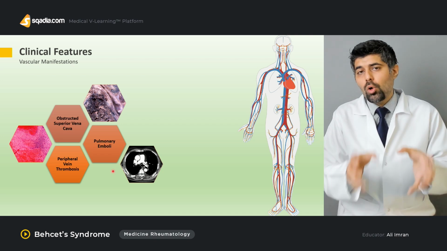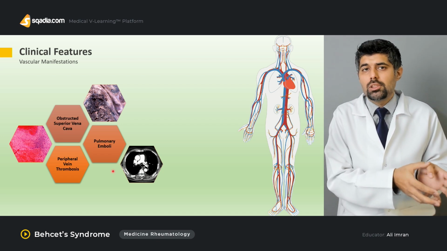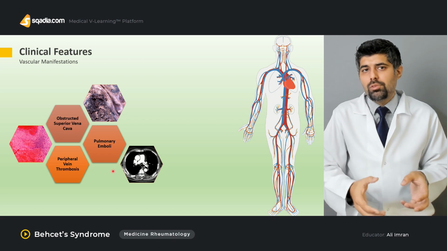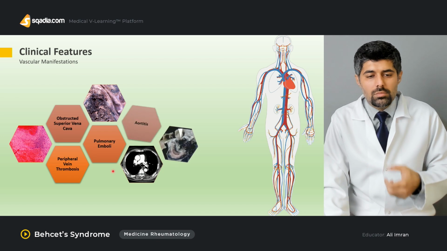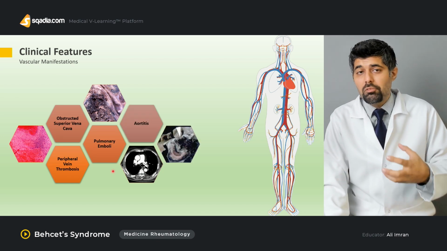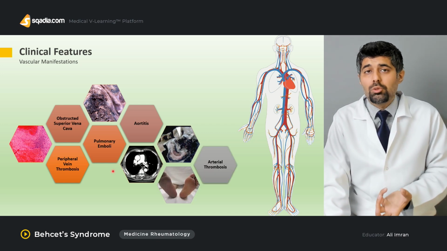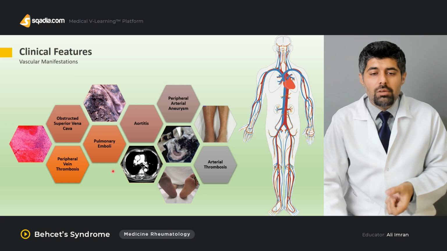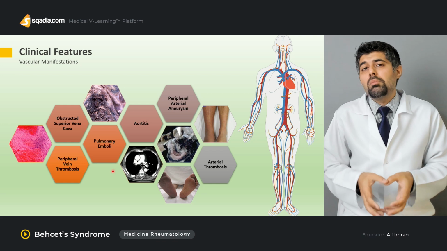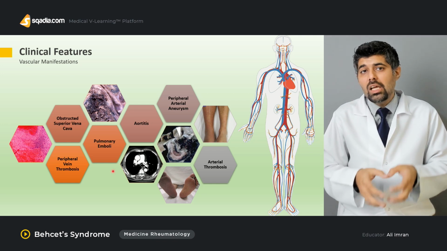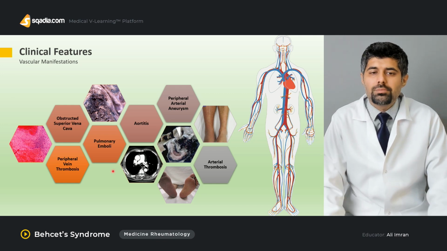Now, these were all the venous side of the vascular manifestations, and they are in about 30% of all the patients. The arterial manifestations, like aortitis, that is inflammation of the descending aorta, or it could be arterial thrombosis, or even peripheral arterial aneurysm. All of these arterial manifestations are uncommon and usually found in only about 5% of the patients.